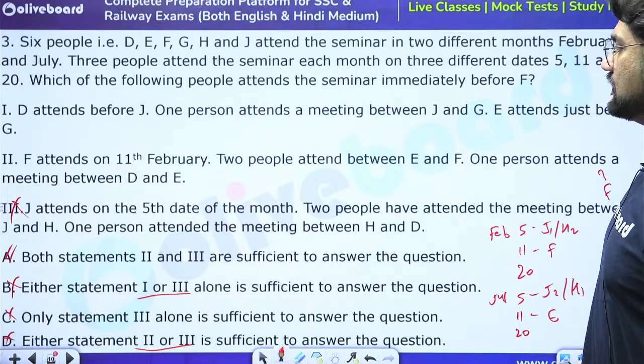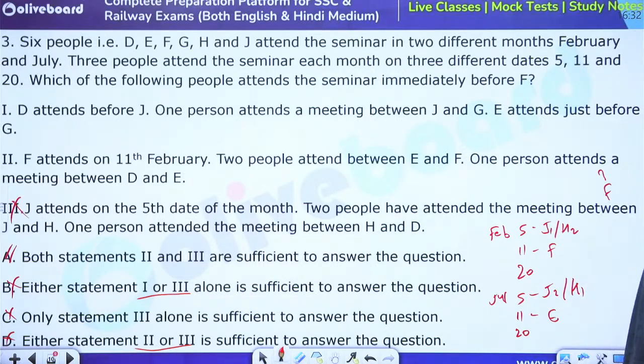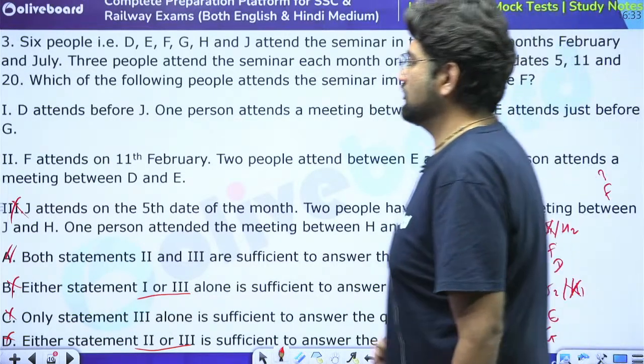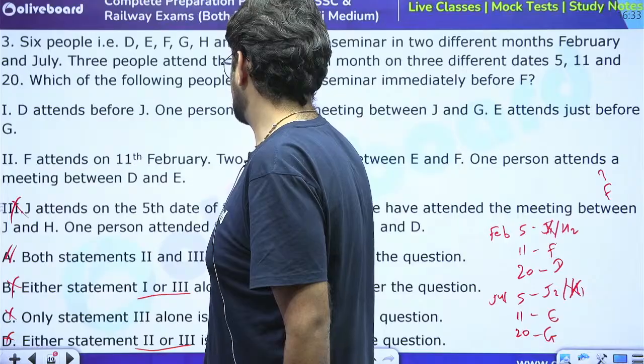1 person attends a meeting between D and E. Now, if this was E, only this can be D. And D and H had 1 person in between. So J1 will get cancelled, H1 will get cancelled. This is the arrangement: H, F, D, J, E, and this is G. Now we clearly know who is above F, so my answer would have been correct. So option A is the right answer.